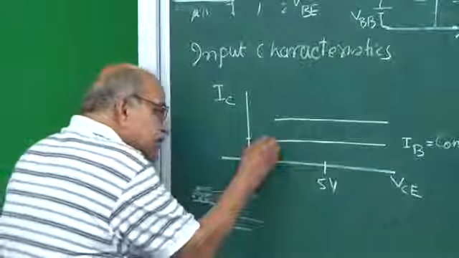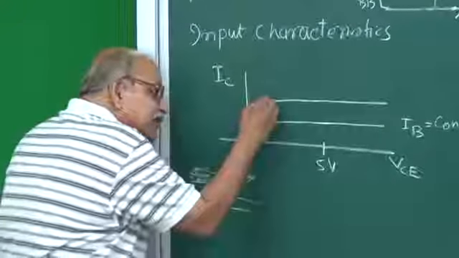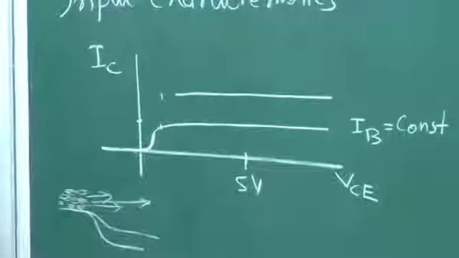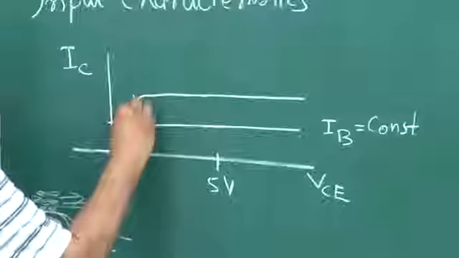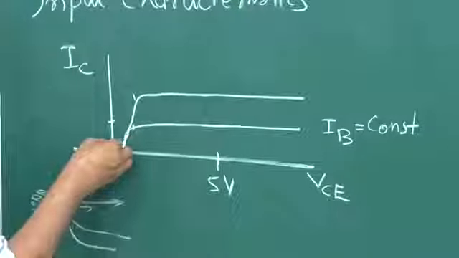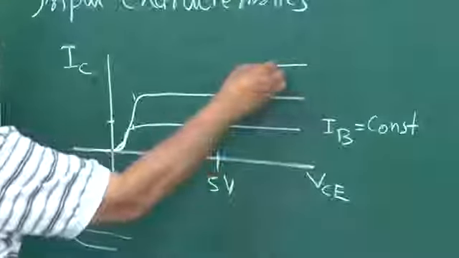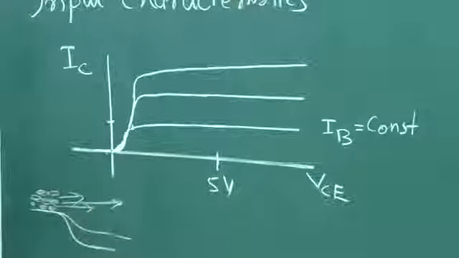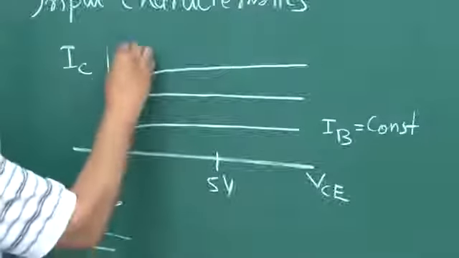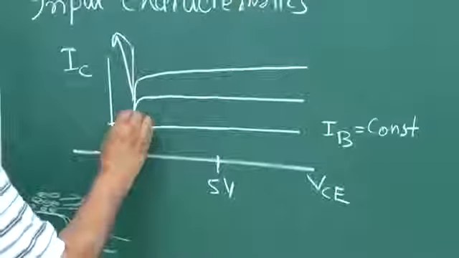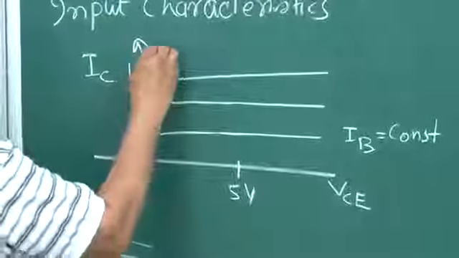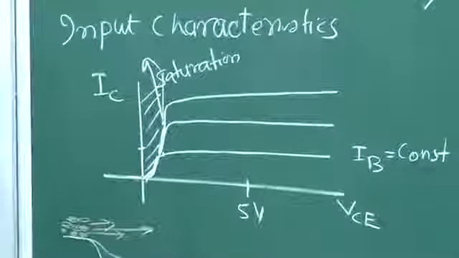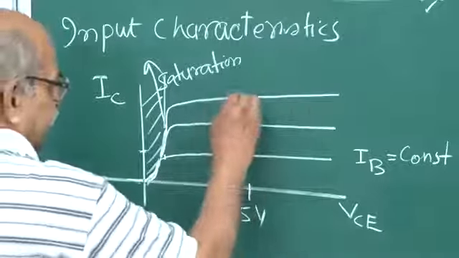So if it saturates here, it will saturate slightly shifted here, because you have more electrons, and to draw them you need a little more reverse biasing. So this will be shifted here, and it will look like this. If you further increase IB, it will go like this. So this region is the saturation region, and this is the active region, no problem.